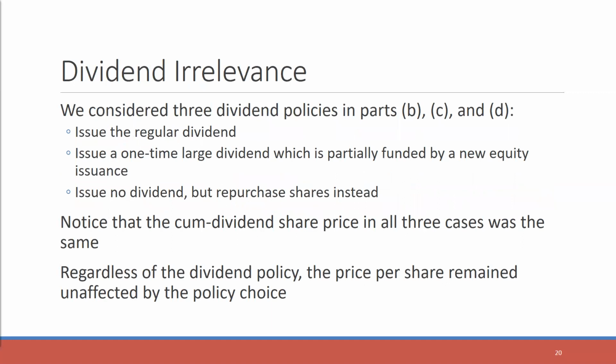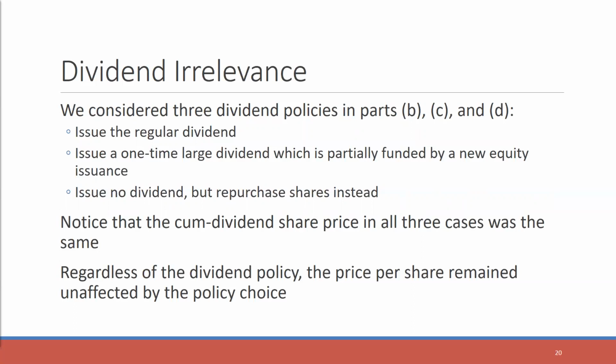This is called dividend irrelevance. We considered 3 different dividend policies in parts B, C, and D. We issued the regular dividend. We issued a one-time large dividend, which was partially funded by new equity. And then we had no dividend, but instead we chose a payout policy based on repurchases.